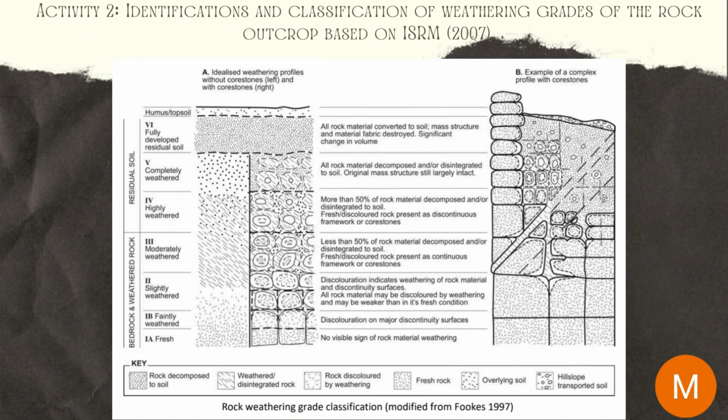For activity 2, we must do the identification and classification of weathering grades of the rock. We can identify the rock based on their texture, color, and so on. So this is the table of identification of weathering grades of the rock.